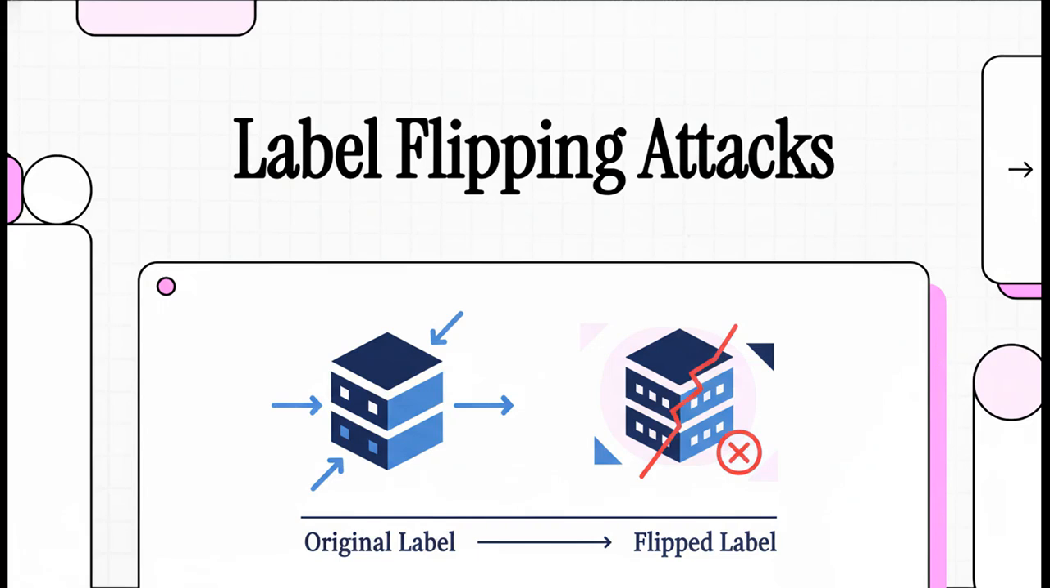Today, we're diving into a threat that's as sneaky as it is dangerous for your AI models, the label flipping attack. This isn't about hacking your servers. It's about corrupting the very foundation of your AI's knowledge, its training data.